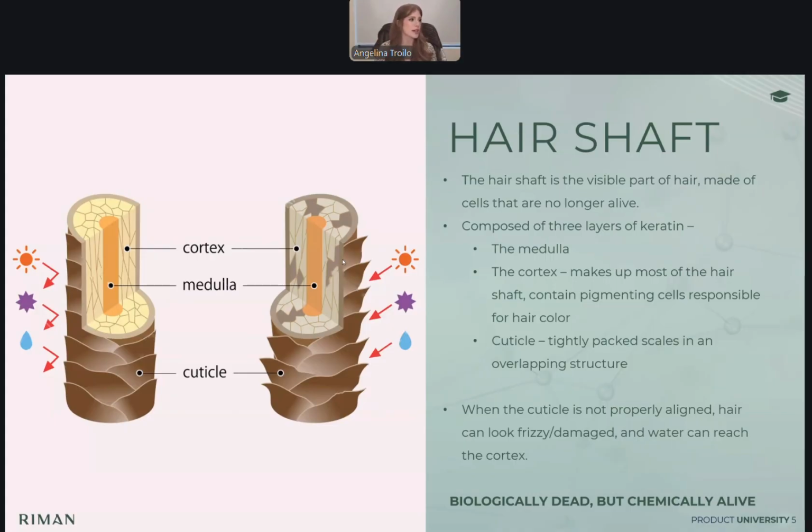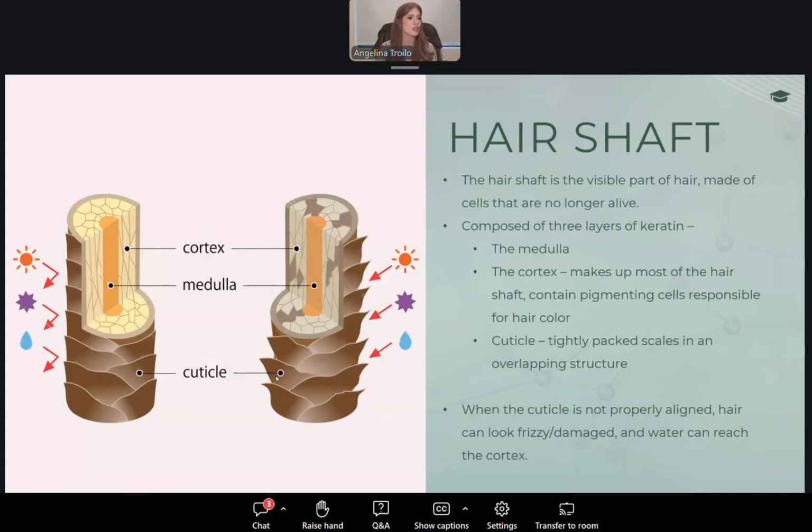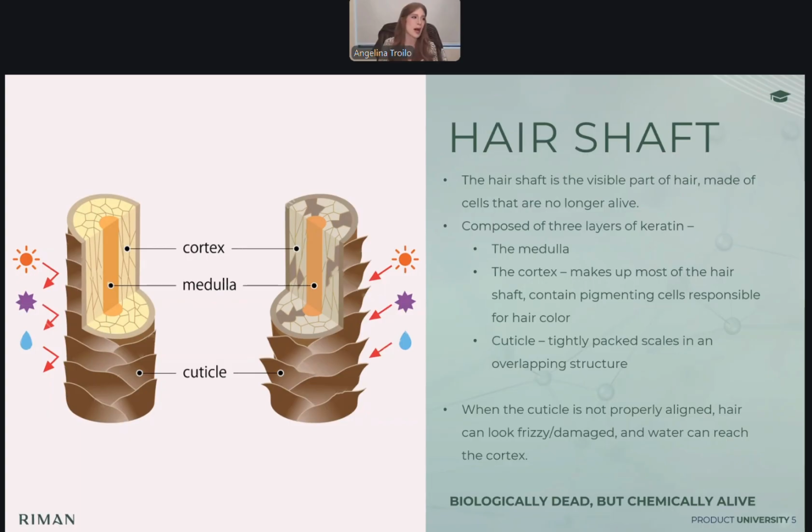We then have the cortex, which actually makes up the bulk of the hair shaft. It contains our pigmenting cells that give your hair its color. It also has some of the major bonds that influence your hair's strength and how you're styling it as well. And then the cuticle is that outermost sheath or shaft that really protects the cortex, also protects the medulla, although who knows if it needs protecting, but it really helps maintain that hydrophobicity of your hair, really keeping water out, keeping hair strong and tense and elastic, but also helping protect the various bonds that are contained within.